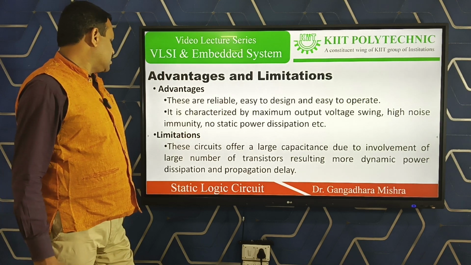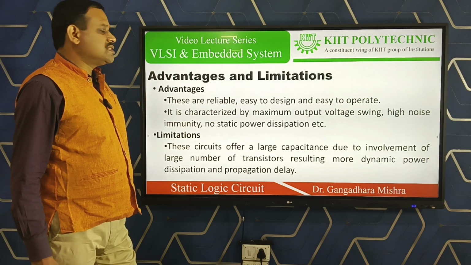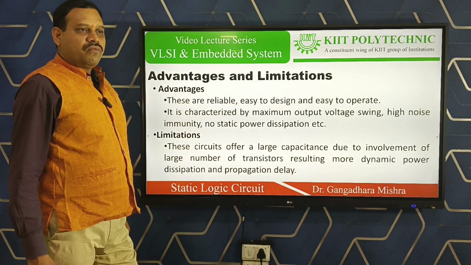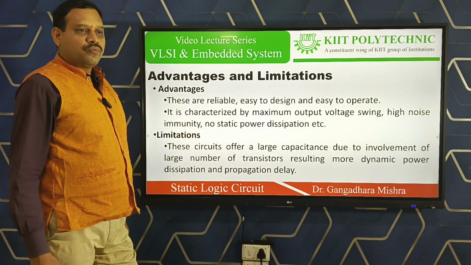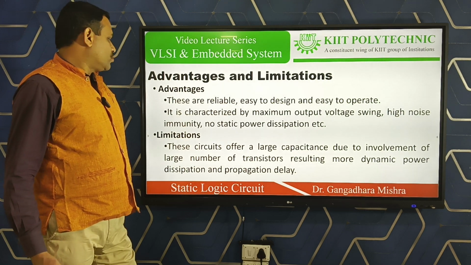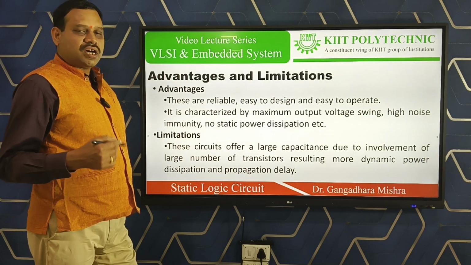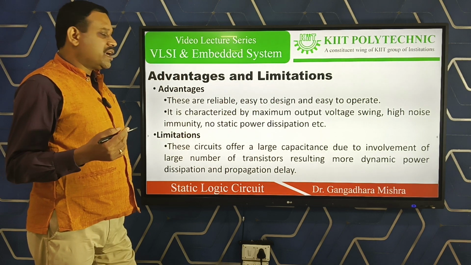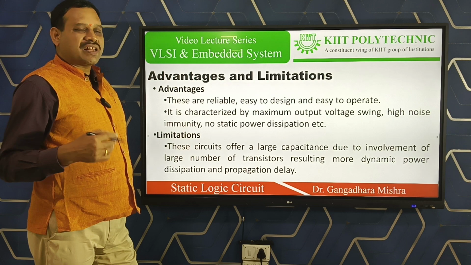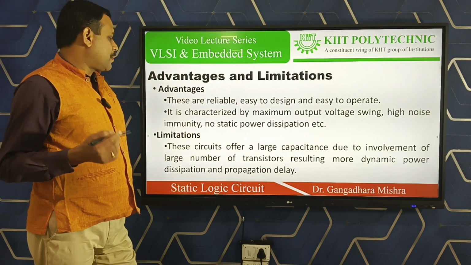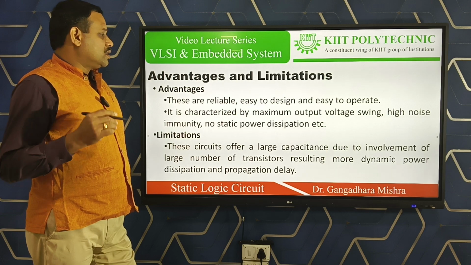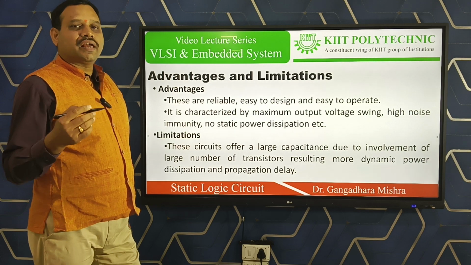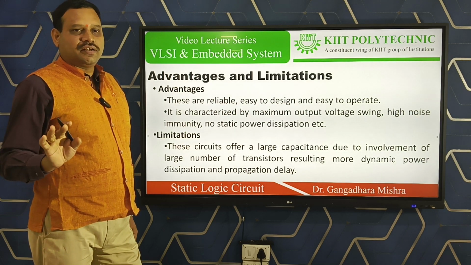Now, looking at the limitations, these circuits offer a large capacitance due to the involvement of a larger number of transistors. As we have seen, for constructing a simple inverter, we need one PMOS and one NMOS. So the number of transistors is quite high as compared to dynamic logic, so there will be a large number of parasitic capacitances involved during fabrication. Therefore, the dynamic power dissipation and propagation delay will be higher in the case of static logic circuits.